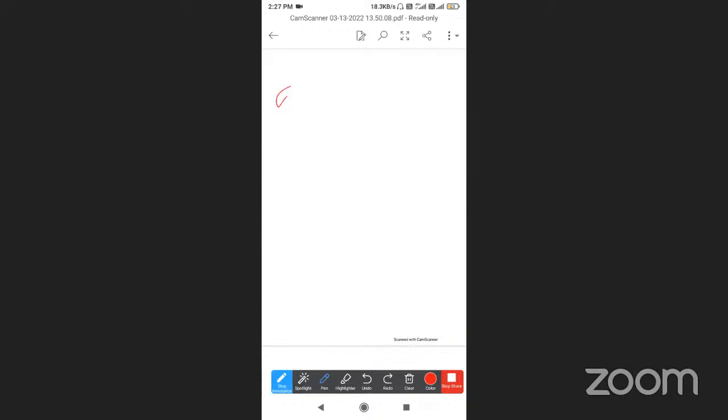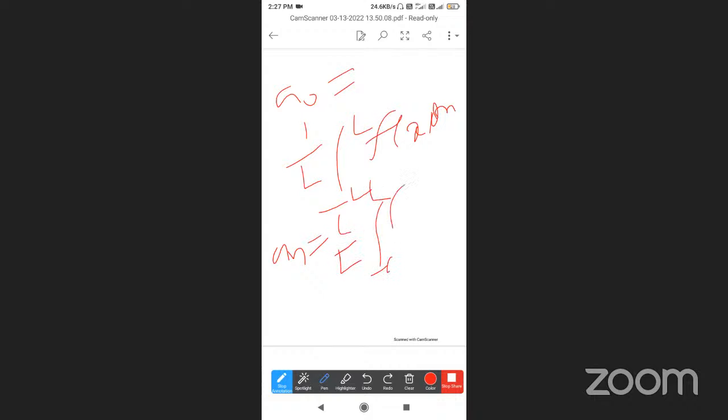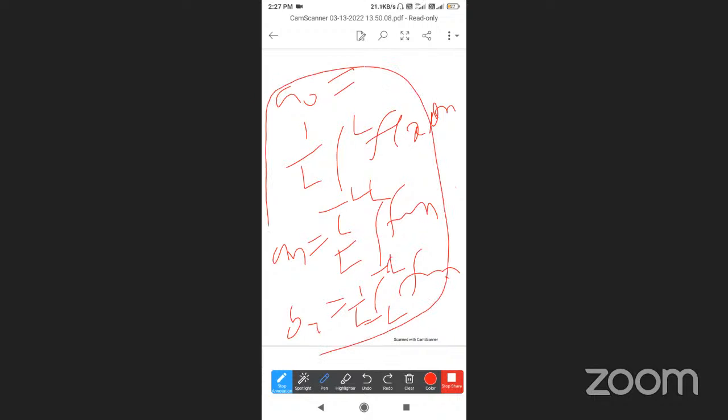The a naught value is equal to 1 by L integral from minus L to L of f of x dx. The an value is 1 by L integral from minus L to L of f of x into cos n pi x by L dx. The bn value is 1 by L integral from minus L to L of f of x into sin n pi x by L dx. This is the formula. If f of x is an even function, we get a naught value as 2 by L into the integral from 0 to L of f of x dx.